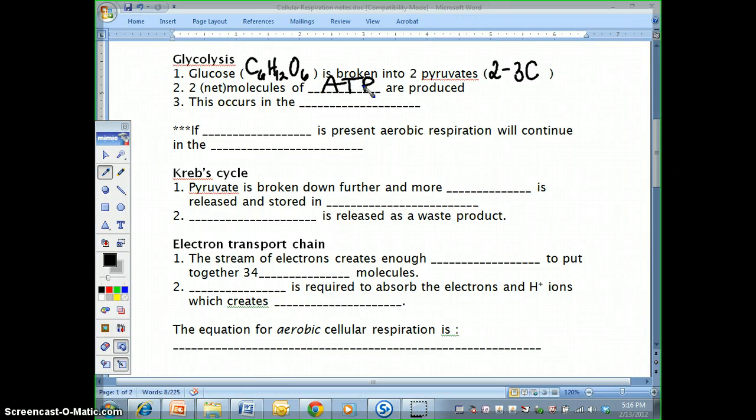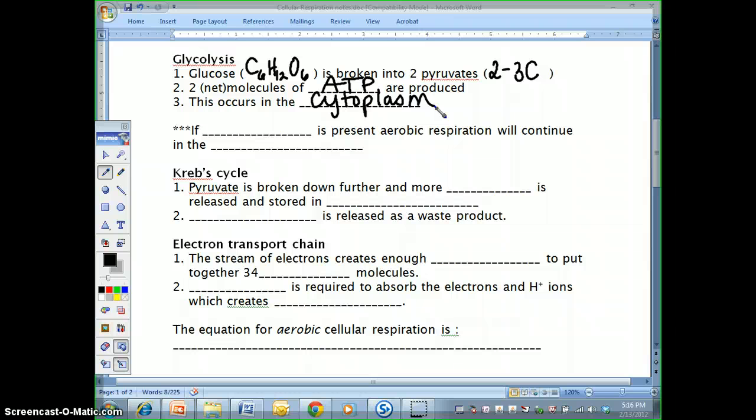Again, if you watch the other videos, 2 ATPs were invested and 4 were gained, so that's a net 2 ATPs. And this occurs in the cytoplasm of the cell. Why that's important is because remember we said a few minutes ago that all living things must perform cellular respiration. Well, some living things don't have mitochondria. So the glycolysis process happens in the cytoplasm because even things like bacteria are performing glycolysis.